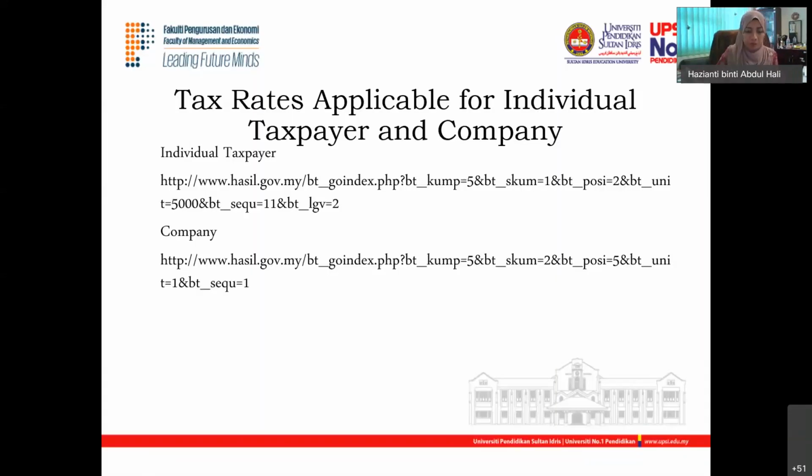Right, any questions for today? Madam, where else can we get these tax questions? I think you can just Google, or even in the Hasil website there are examples. You can look at the examples too. You can Google, maybe from other universities, and also ACCA. Oh, I forgot about ACCA.